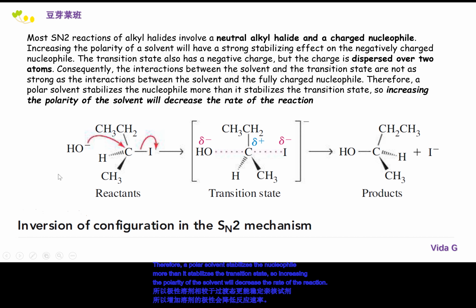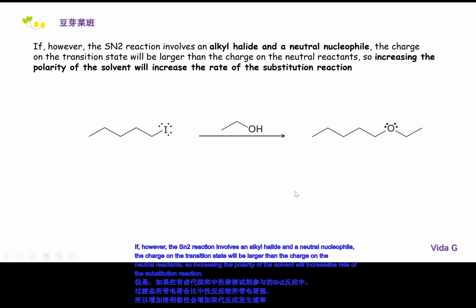Therefore, a polar solvent stabilizes the nucleophile more than it stabilizes the transition state, so increasing the polarity of the solvent will decrease the rate of the reaction. If, however, the SN2 reaction involves an alkyl halide and a neutral nucleophile, the charge on the transition state will be larger than the charge on the neutral reactants. So increasing the polarity of the solvent will increase the rate of the substitution reaction.